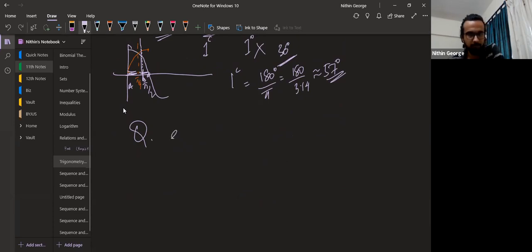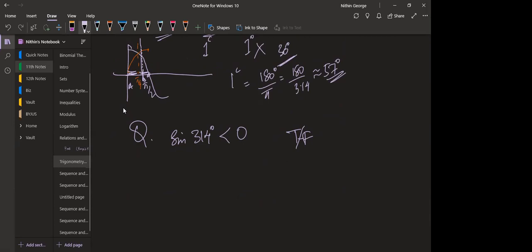Now, sine 314 degrees is less than 0. True or false? I'm giving you interesting things to think about here, okay? Sine 314 degrees is less than 0. Is it true, or is it false? Yes, it's true, sir.